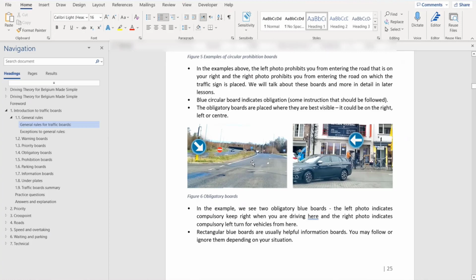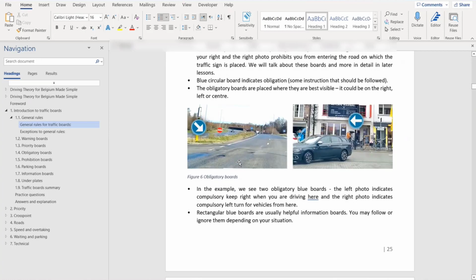Okay, so blue circular boards mean you must do something. So again, I repeat myself, a red circular board is very important to pay attention to.